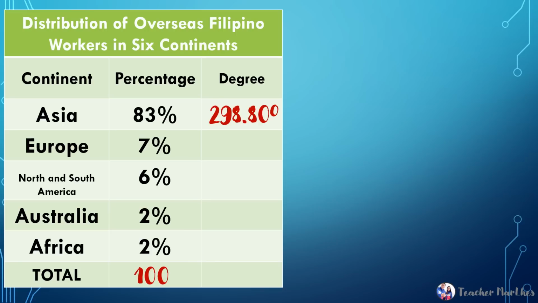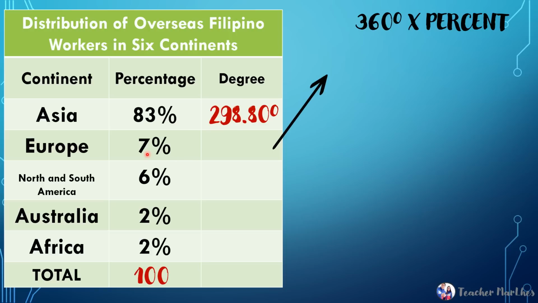Okay, so next naman, Europe. So, 360 degrees times percent. So, 7%. Convert natin sa decimal. So, simula sa dulo kasi nandito yung decimal point. 1, 2. So, may kulang na isa, maglalagay tayo ng 0. So, yung 7%, magiging po siyang 0.07. So, maglagay na tayo ng 0 sa unahan.